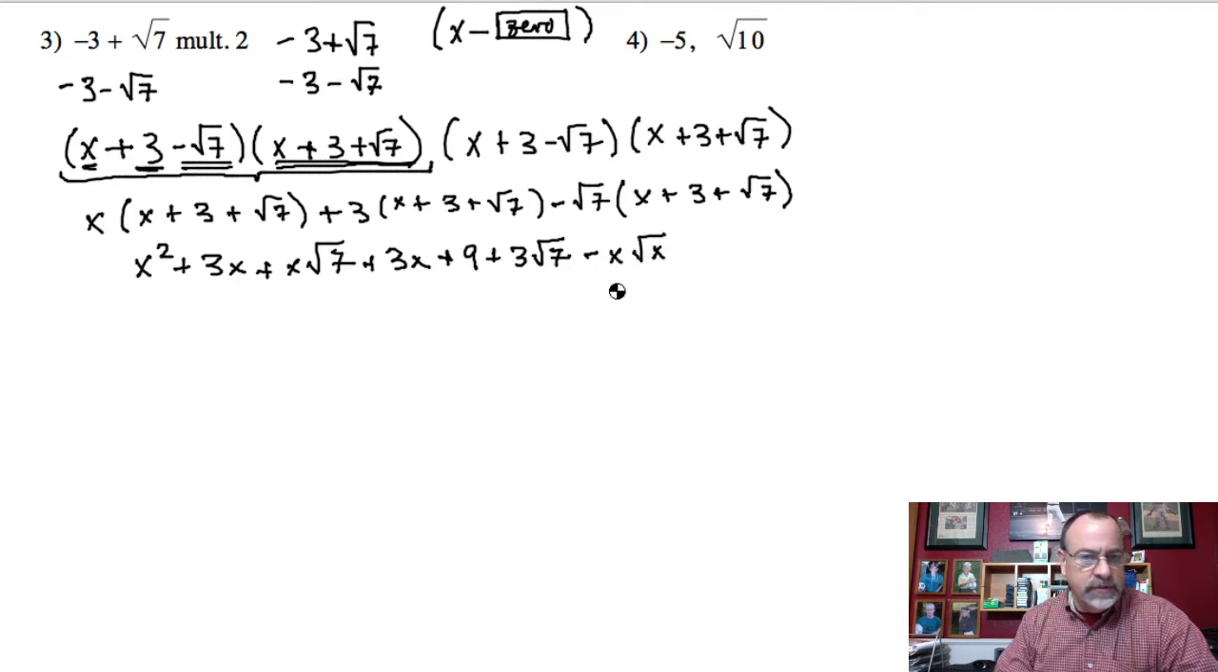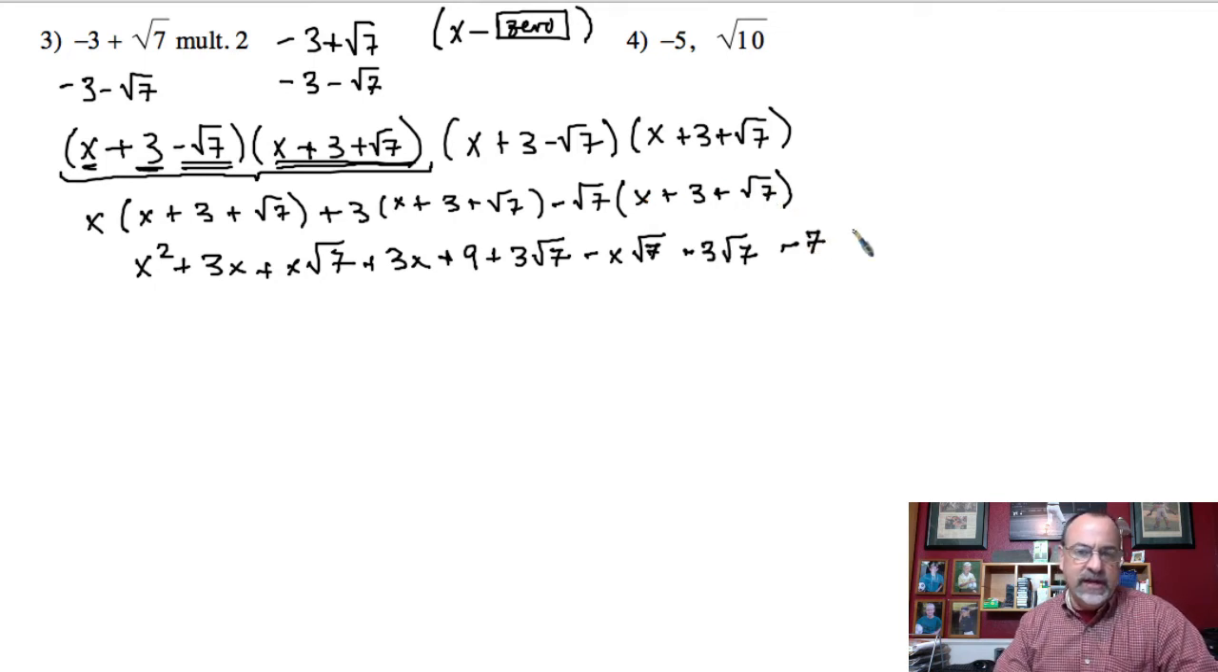Whoops, square root of 7, not x. Let me get that right. Sorry. And then negative square root of 7 times 3 is negative 3 square root of 7. And then this negative times this positive here is going to be negative, and square root of 7 times square root of 7 is 7.